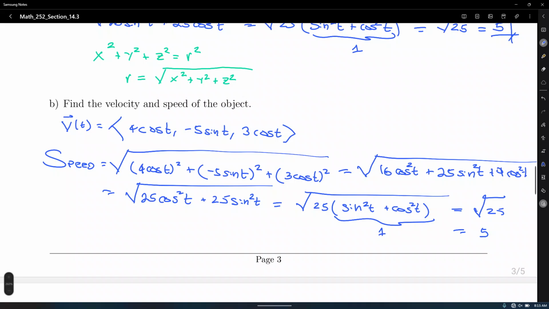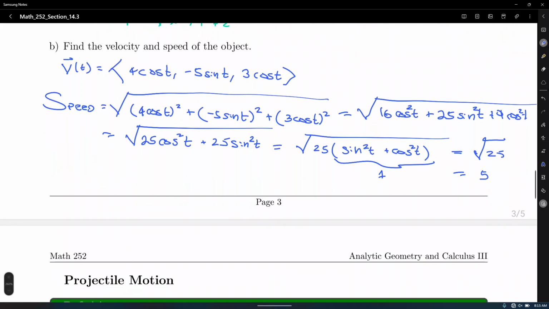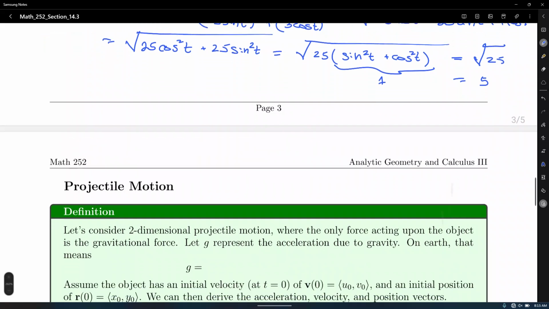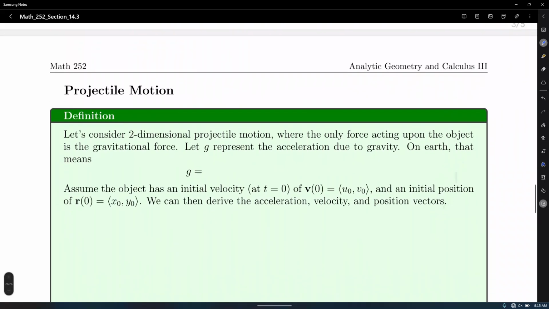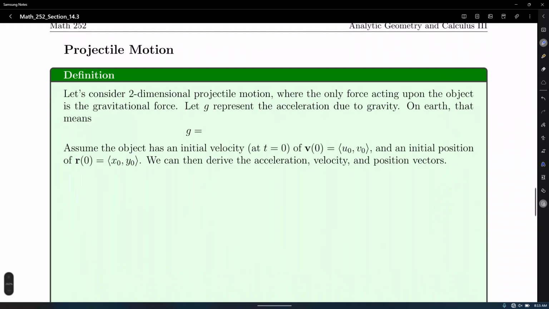All right, so that's an example of looking at particles, or an object, over a trajectory. Then in the next topic, let's have a look at projectile motion. All right, so as I mentioned in the previous class, we were going to derive a model.